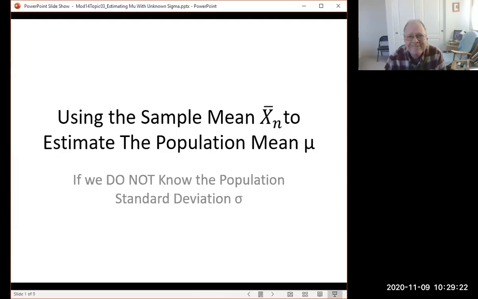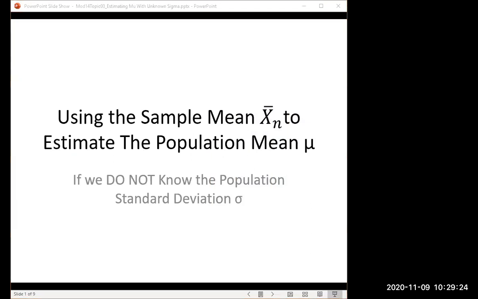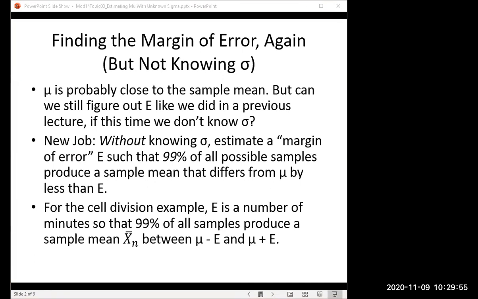So this presentation is about using the sample mean, x bar n, to estimate the population mean, mu, if we do not know the population standard deviation, sigma. And this kind of assumes that you have already covered the similar discussion when we do know sigma. This one will be easier to understand if you have gone through that one first.